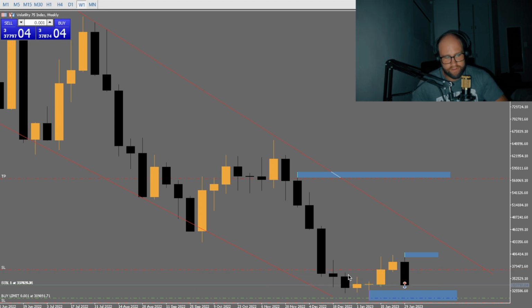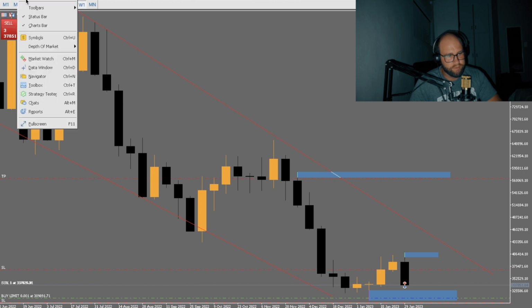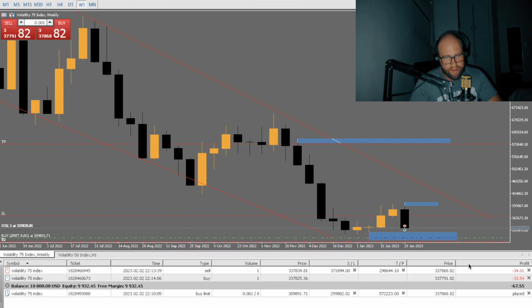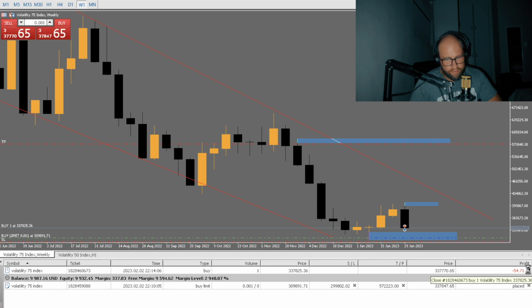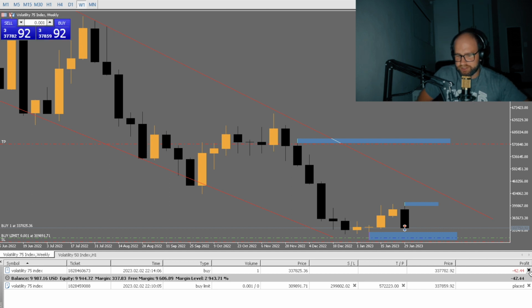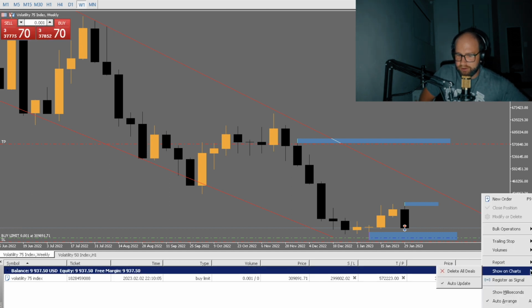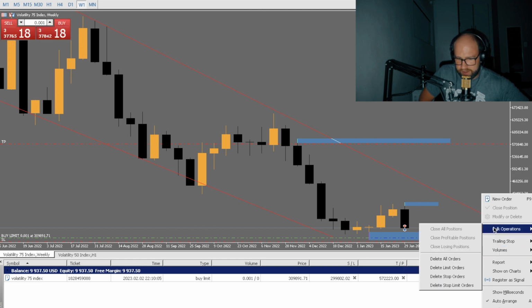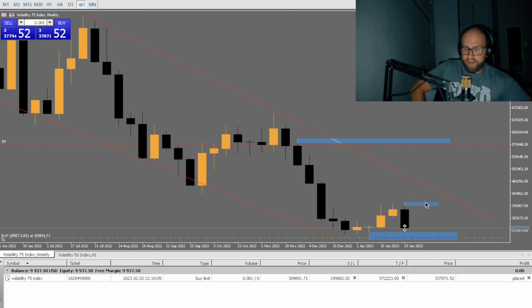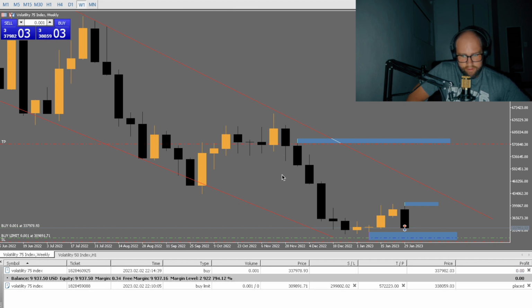So let's close this one order. We're going to go to view and we're going to say toolbox. I'm going to close this sell position that I have on $12. Now, that's actually how you close a trade. You can just click the little X here, or you can right click and choose bulk and then close all options. So now I don't actually have a position. So let me buy. I've just bought.